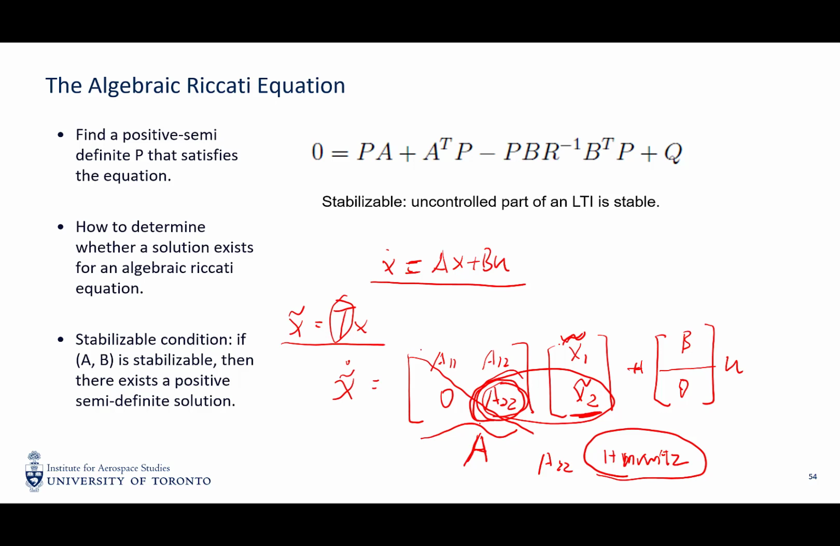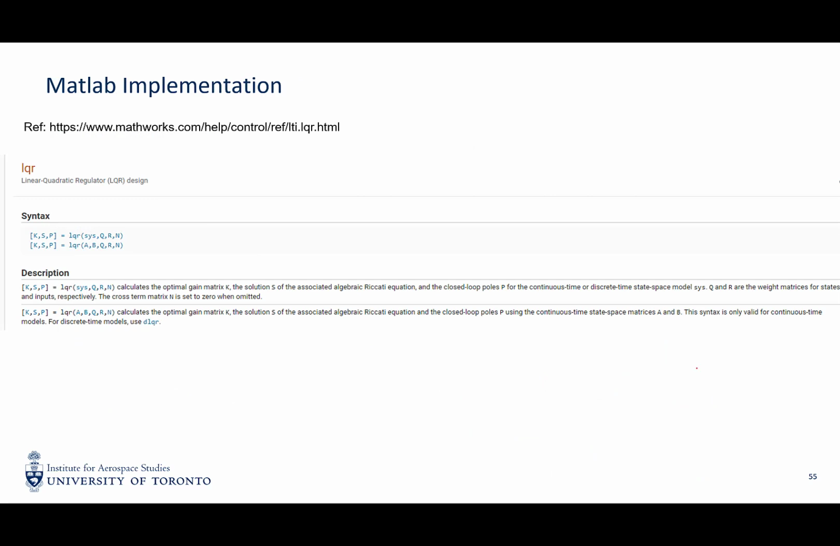So basically, what we do is make a transformation and separate the states into a part that is controllable, the upper part, and a part that is uncontrollable, the lower part. And if the lower part is inherently stable, then the entire system is called stabilizable. If it's stabilizable, it is guaranteed that we can find a P that satisfies the algebraic Riccati equation. So you can find the P to get the control input. Okay, so for MATLAB implementation, you can just use the lqr command in MATLAB, without writing the code manually.